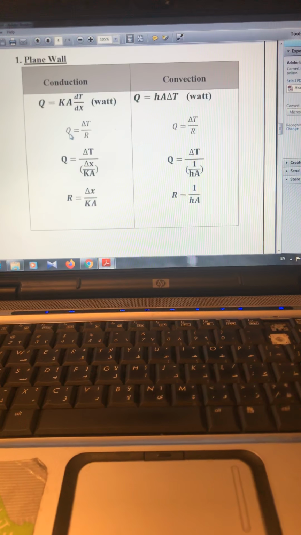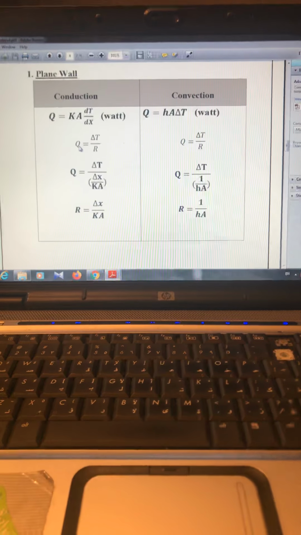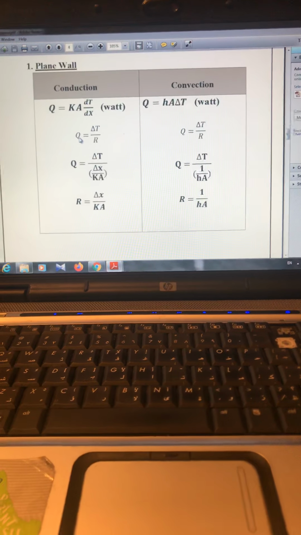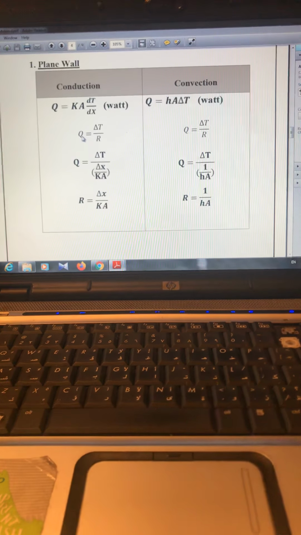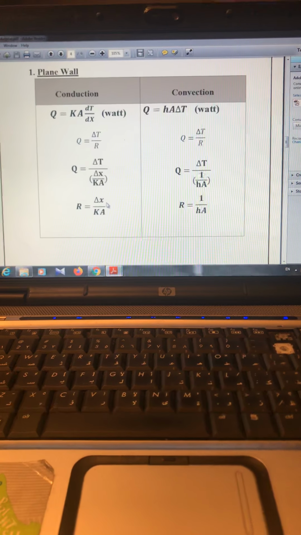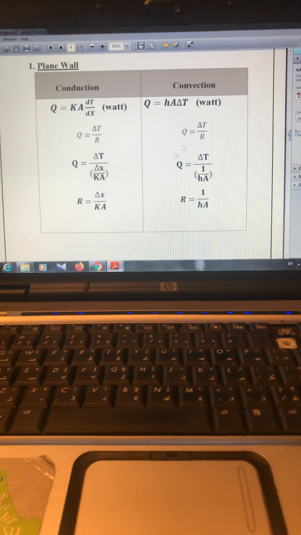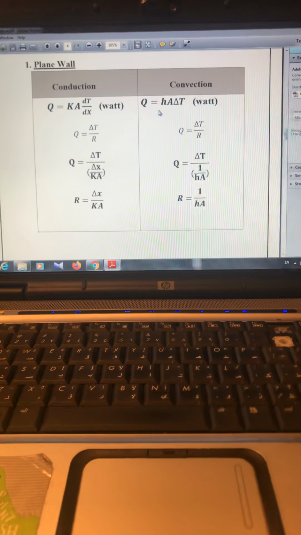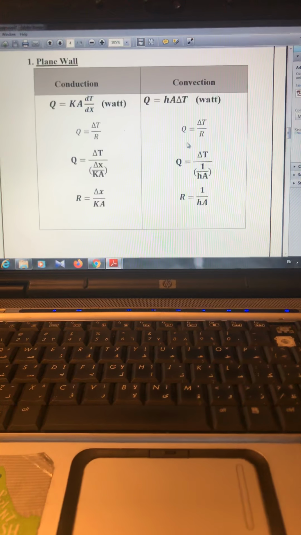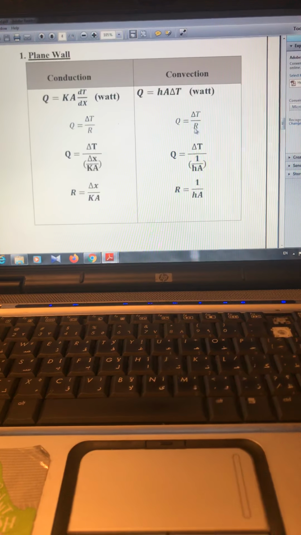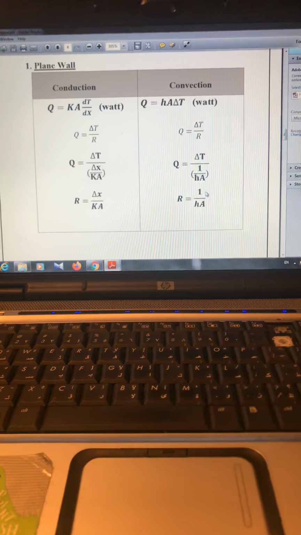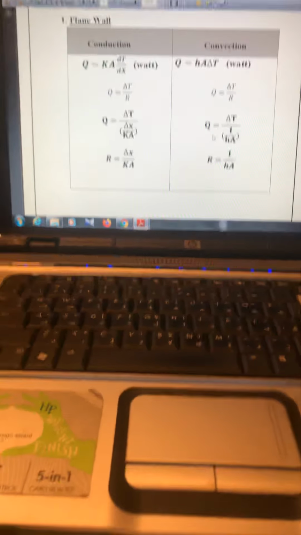Due to Ohm's law and the analogy between heat transfer and electricity, we prove that Q equals delta T over R, where delta T is the temperature difference and R the resistance. How do we calculate the resistance? The resistance is delta X over KA. For convection, the rule is Q equals H A delta T. Also Q is delta T over R, but here R is calculated differently: it is 1 over H A.